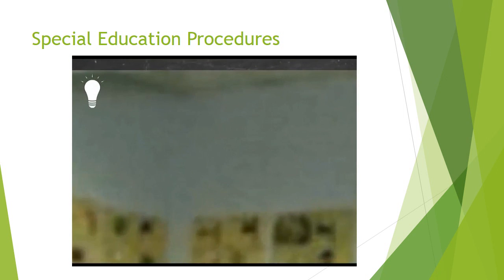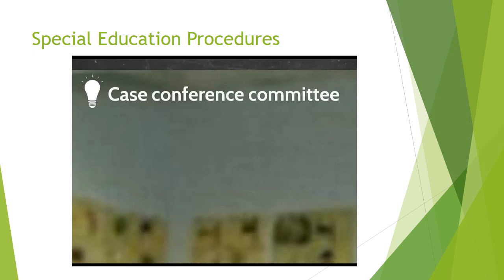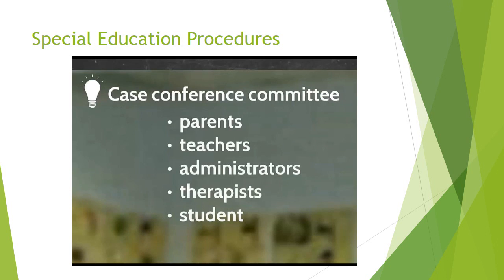When a student is referred for special education evaluation, they are assessed by a team. When the evaluation is complete, a case conference committee meets and reviews the evaluation. This team is made up of parents, teachers, therapists, and other professionals. They determine if the student is eligible for services.